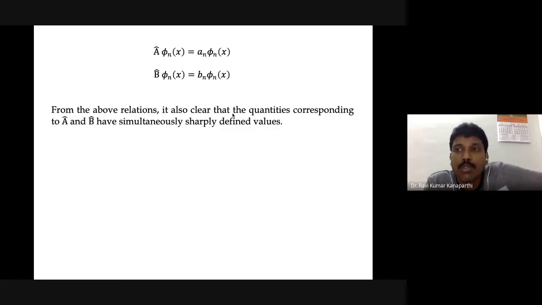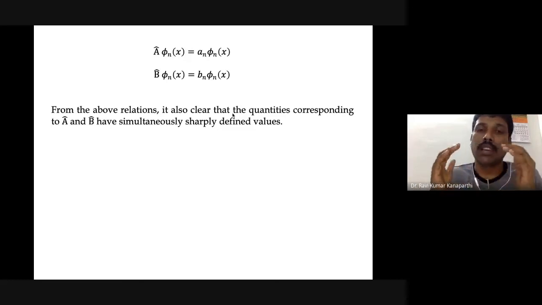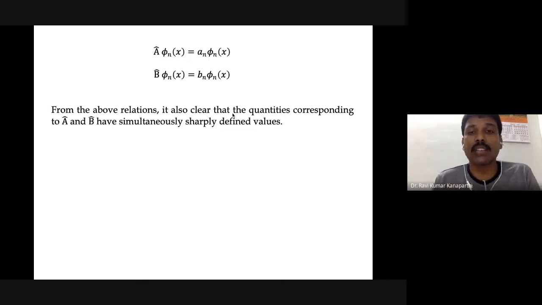We already proved that commuting operators will have the same set of eigenfunctions. Similarly, if two operators have the same set of eigenfunctions, they commute. Now, from these two relations, it is also clear that if two operators are commuting, they will have simultaneously and precisely defined values. They will have a precisely well-defined eigenstate, in other words.